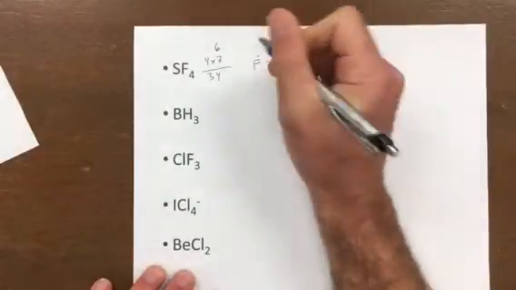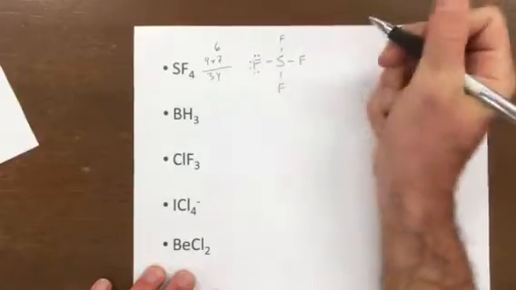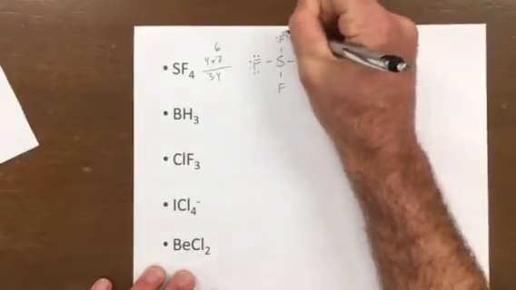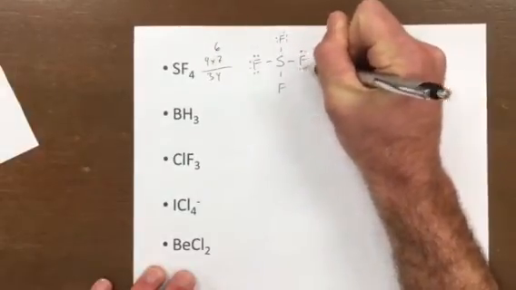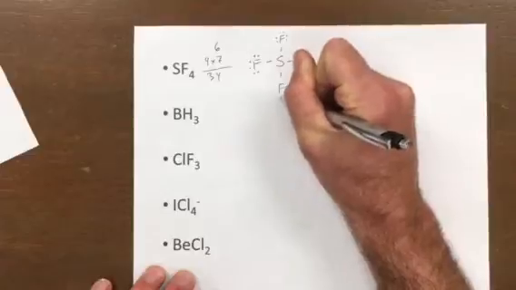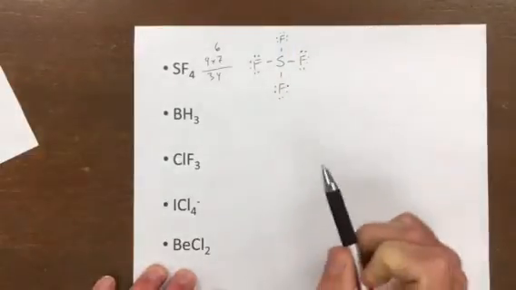So we'll continue completing the octets on these fluorines. So that's 9, 10, 11, 12, 13, 14, 15, 16, up to 32. So we've put 32 electrons, and we've given everything an octet.